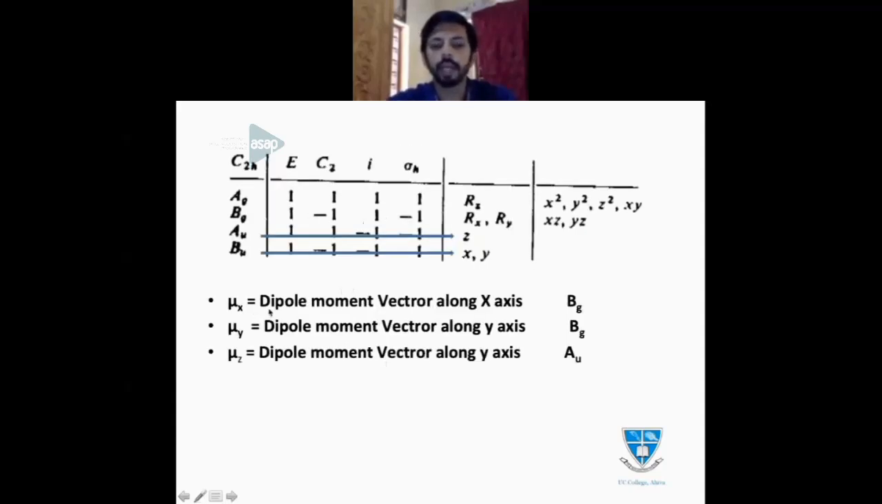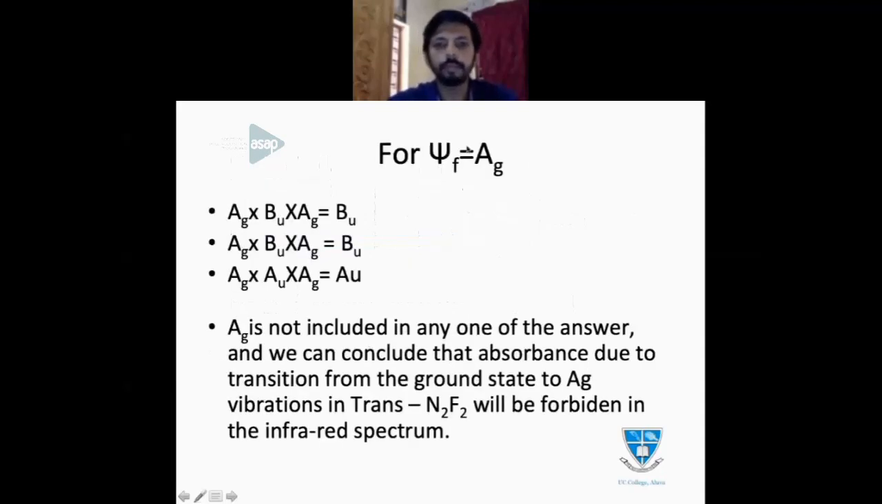In the IR transition moment integral, there will be the dipole moment vector. Mu x is the dipole moment vector along the x-axis, which is Bu. The dipole moment vector along the y-axis is again Bu. And the dipole moment vector along the z-axis is Au. So if the final state is Ag, the dipole moment vector is Bu, Bu, and Au: x-axis Bu, y-axis Bu, and z-axis Au.